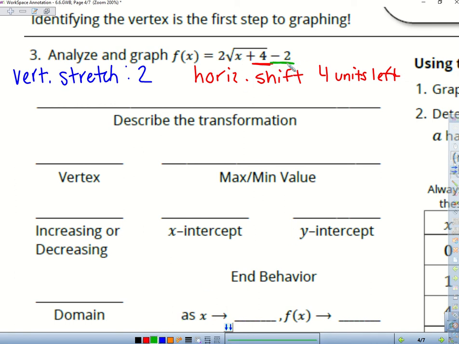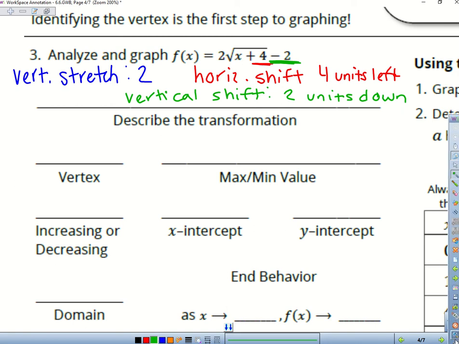So what does this part right here represent, the -2? Good. Vertical shift. Two units down. So what that means is we're taking the graph that we graphed on the previous page, the square root one, the first one. We're now stretching it by 2, shifting it 4 units left, and then down 2 units. So that's what the end result is going to be.